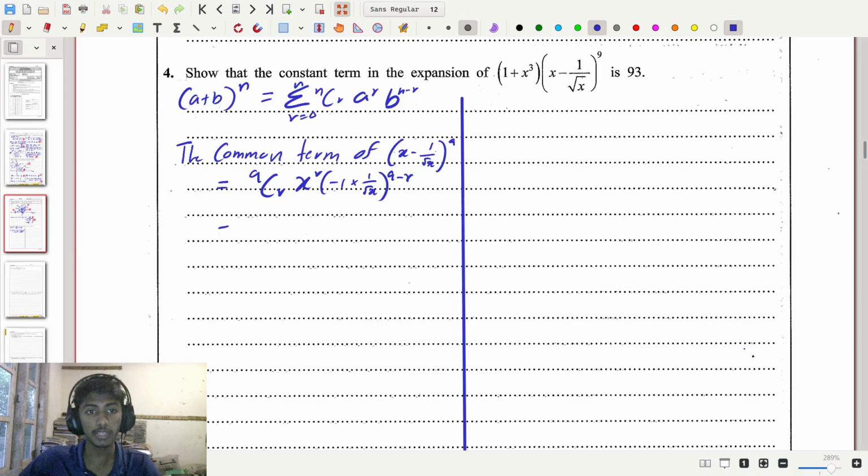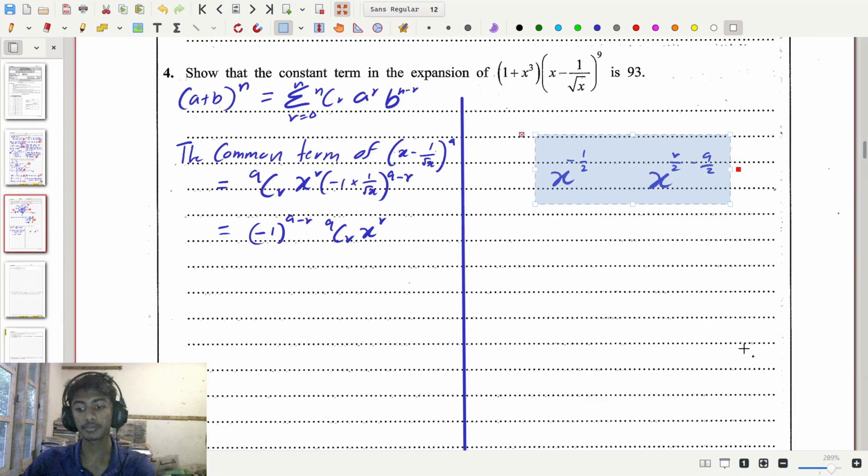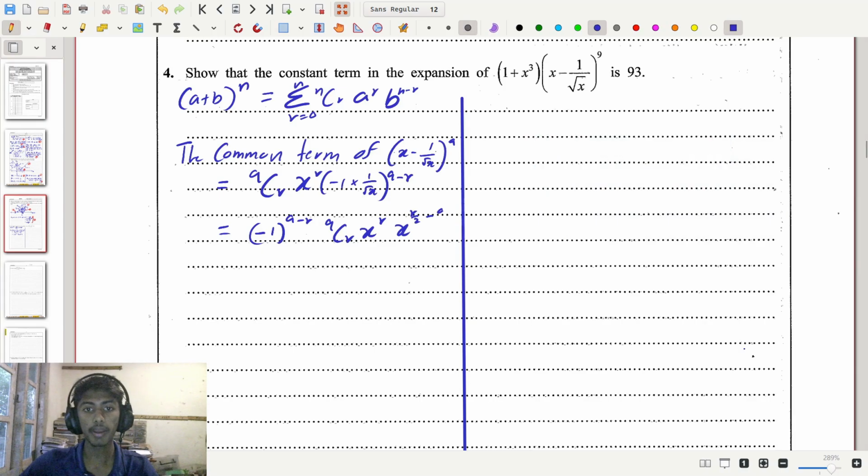So doing so, we can see we're going to get negative 1 to the power of 9 minus r times 9 choose r times x to the power of r times this thing, where 1 over root x is equal to x to the power of negative 1 over 2. Therefore, if we take that to the power of 9 minus r, we're going to have x to the power of r divided by 2 minus 9 divided by 2. Doing the substitution, we get x to the power of r divided by 2 minus 9 divided by 2.